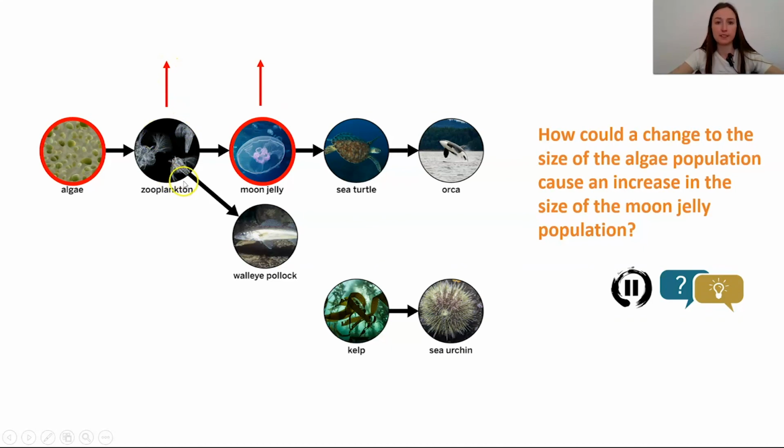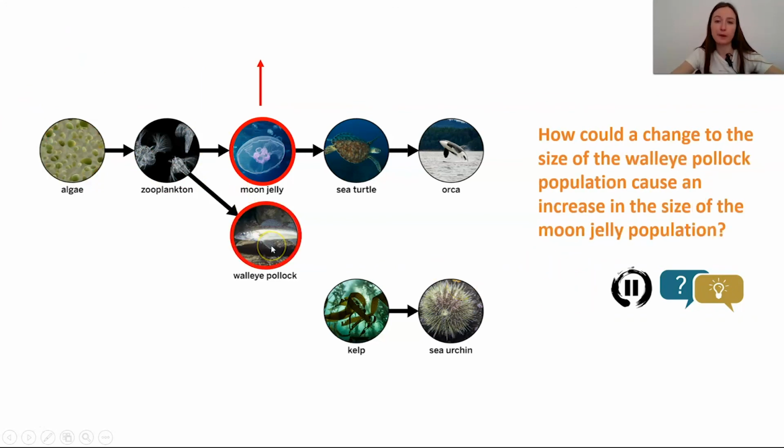For the zooplankton to increase in size, they would need more energy storage molecules available to them to have more births. So that would mean there would need to be more algae. If we find evidence that there is increasing algae populations, this could mean that it has contributed to the moon jelly increase in population.